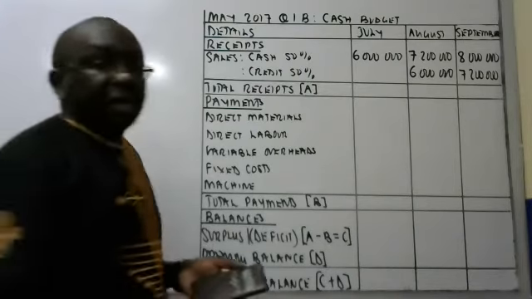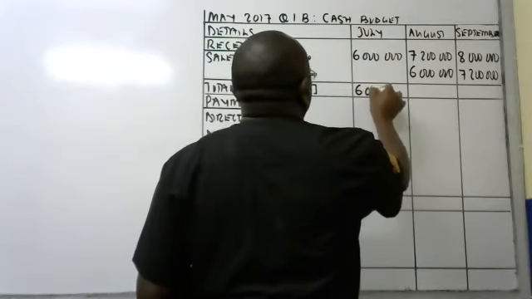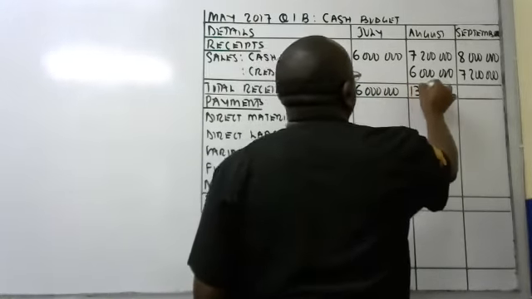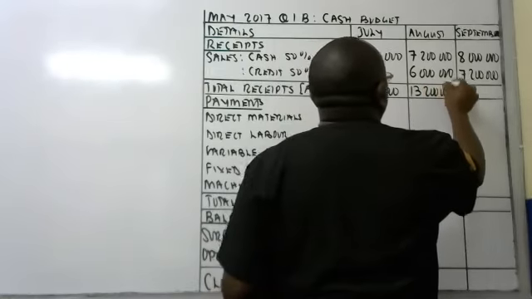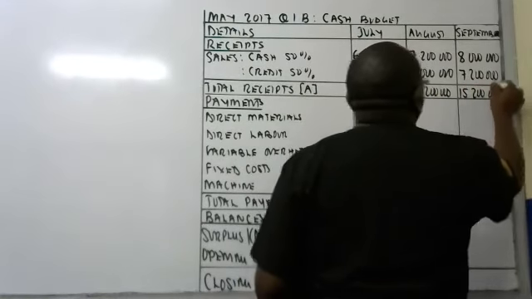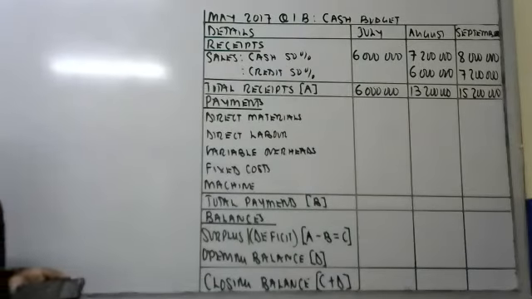So then that means our total receipts here is 6 million. This is 13,200,000. And this is 15,200,000.